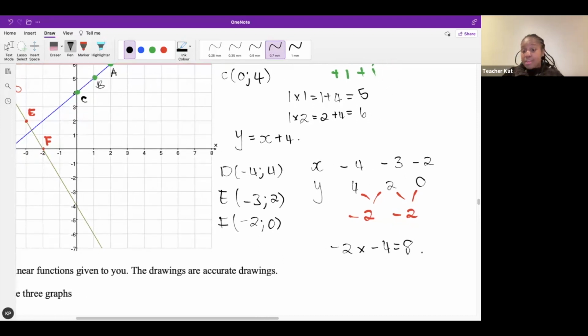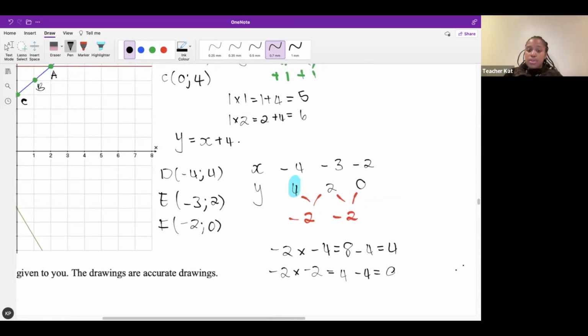It's +8. But we want an output of 4. So what am I going to do? I'm going to subtract 4 and I'm going to get 4. Let's try it with something else. -2 times -2. What's -2 times -2? That is +4. And if I minus 4, I'm going to get a 0. So then what is my equation of this graph? y is equal to -2x minus 4.